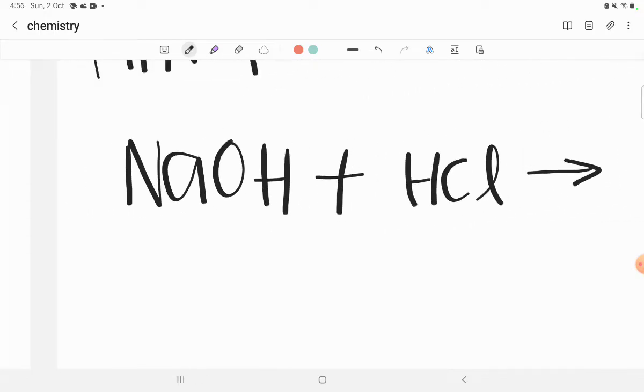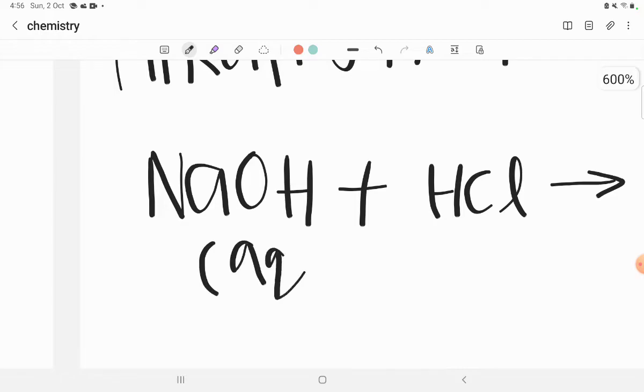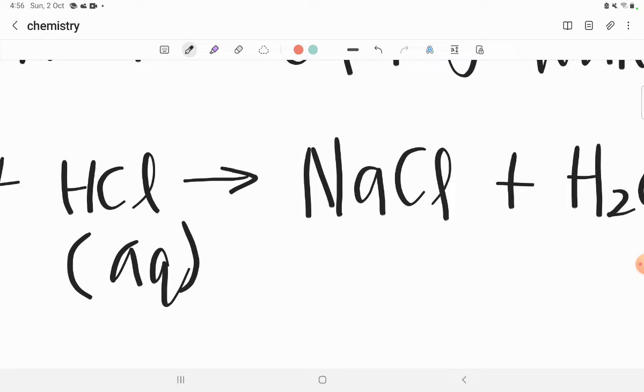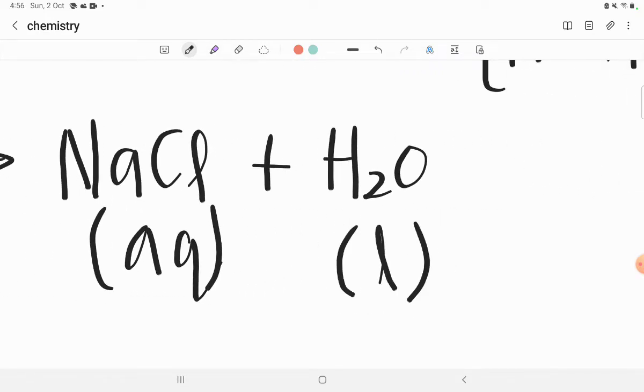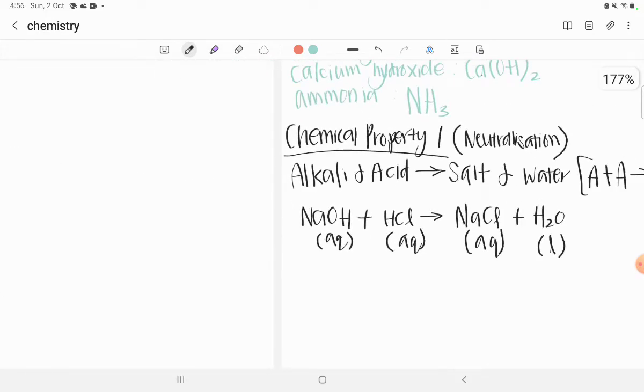Okay. Oh yeah, the state symbols. So NaCl is aqueous. Let's check. Most chlorides are soluble, so this is aqueous. Wait, yeah, lead 2 and silver are not soluble, and this is liquid. Okay, that is for neutralization. I don't do one more example because I already went through neutralization just now.